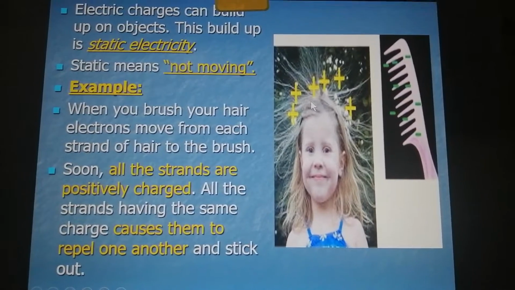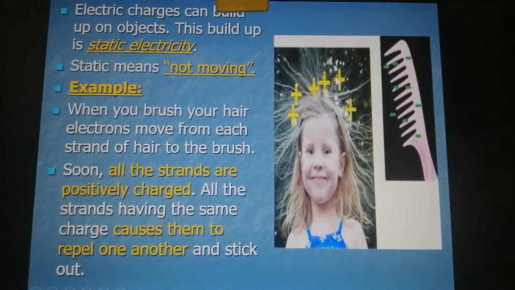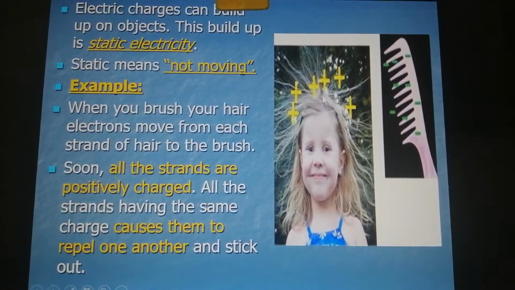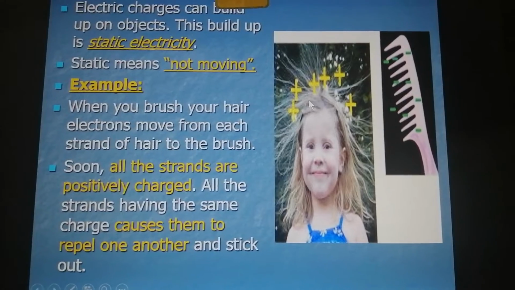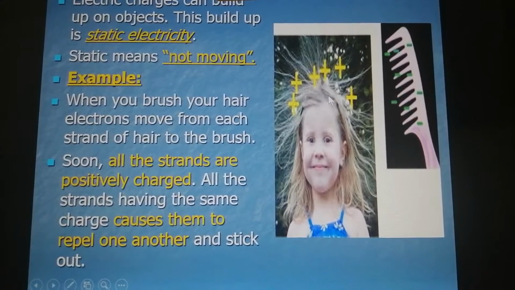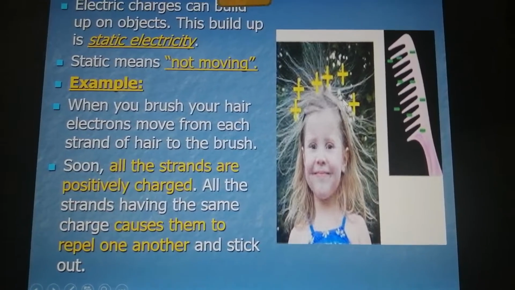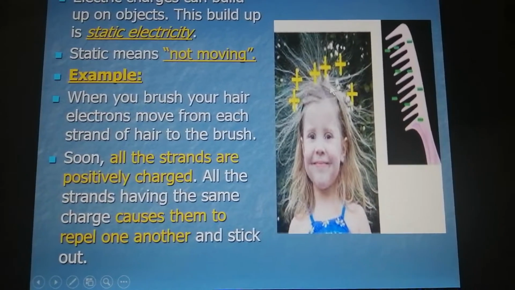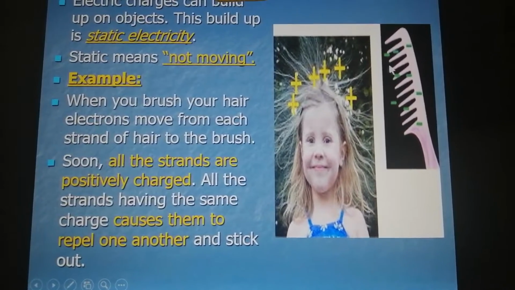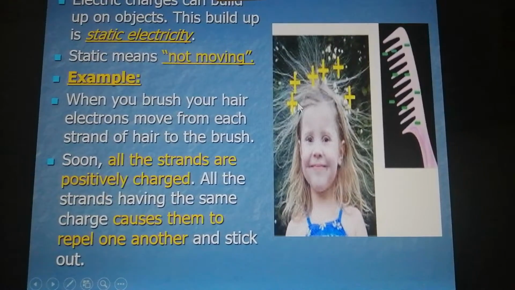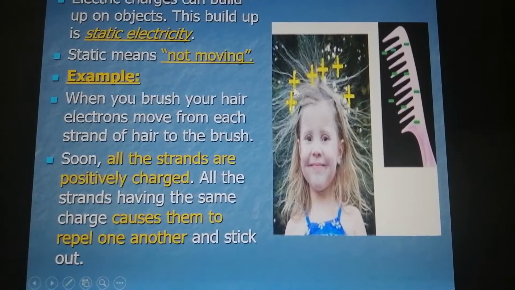It was at first, before brushing, negative and positive. It was neutral. They were equal. The positive charge is equal to the negative charge. When you started brushing your hair, what happened? Your hair lost the negative charge to the comb, so your hair became positively charged only.